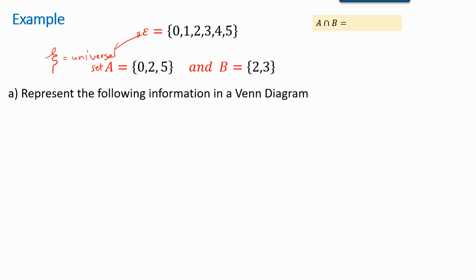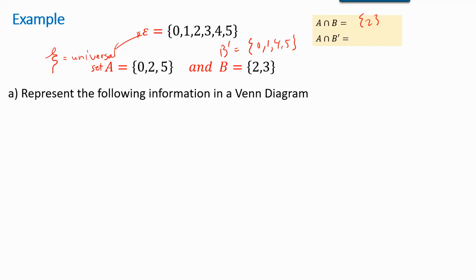What's in common with A and B right now? What's common between A and B? 2. So we write 2, because they both have a 2. Next one. What if I asked you what's in A that is not in B? So if you look at these 2 sets here, what's in A that is not in B? 0. Okay, because not in B has to be 0, 1, 4, and 5. So it helps if you write out what's not in B.